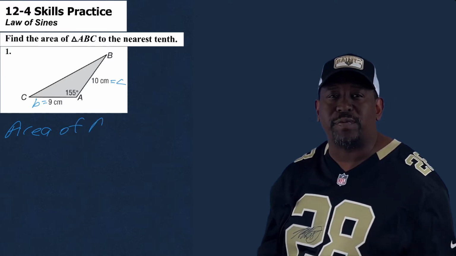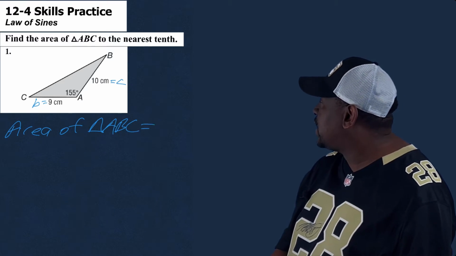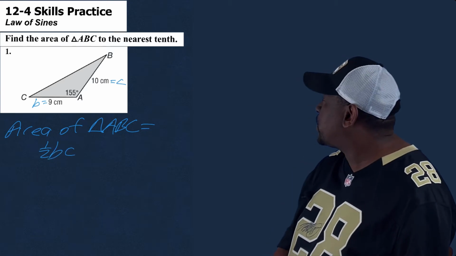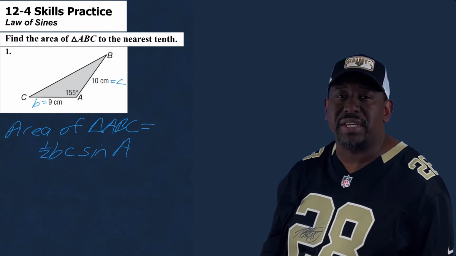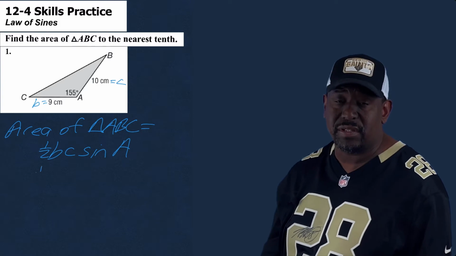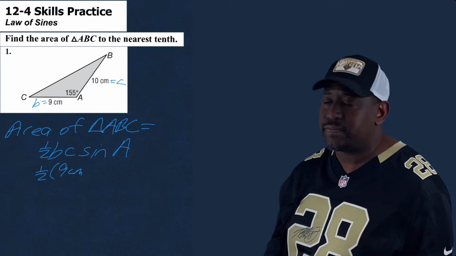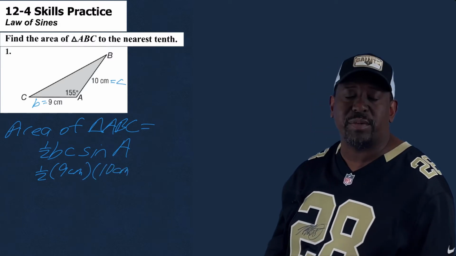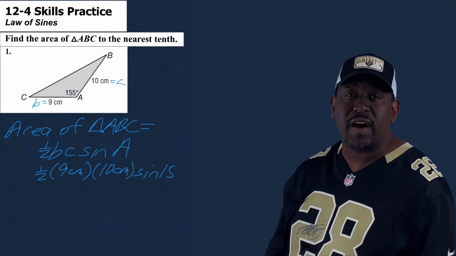So there's a formula for the area of the triangle ABC that involves our sine rules. It would be 1/2 times side B times C times sine of angle A, which is given. It's 155 degrees. So we substitute the given quantities in. 9 centimeters for B, 10 centimeters for C, and for angle A, we will substitute 155 degrees.